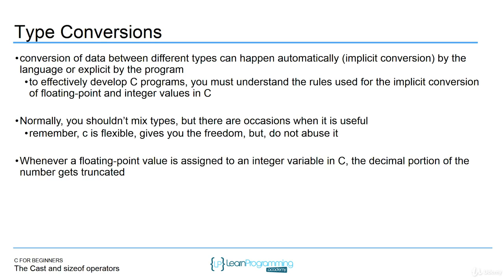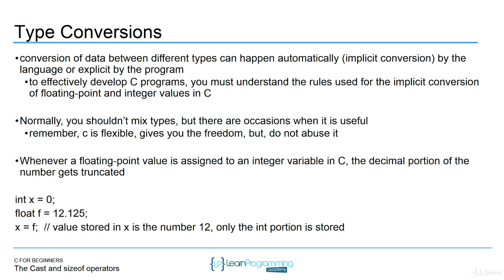Whenever a floating point value is assigned to an integer variable in C, so you have int x, float y, x equals y, the decimal portion of the number is going to get truncated. So if you have int x equals 0, float f equals 12.125, and you assign f to x, the value of x is going to be 12. You're going to lose that precision. The value is going to get truncated because an int only knows how to store a whole number. So it's automatically going to get converted by the compiler to 12. Only the int portion is going to be stored.